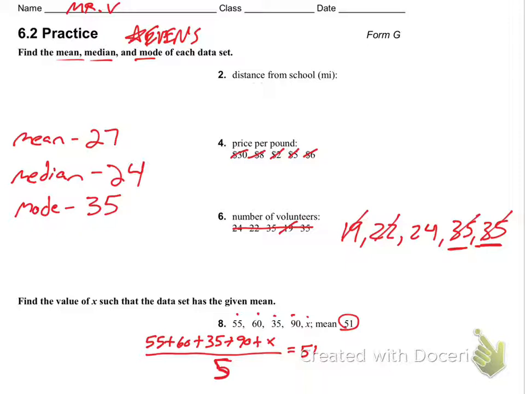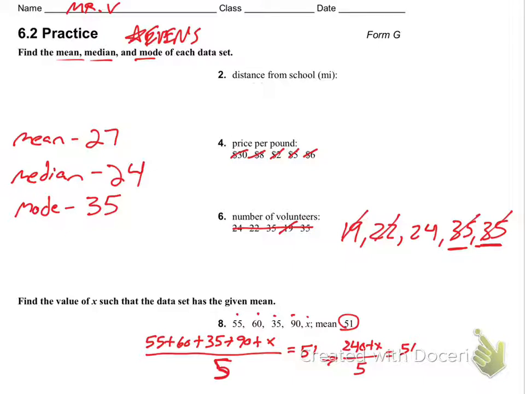So then we can simplify this by adding what we can. So I'm going to add 55, 60, 35, 90. So when I add 55 plus 60 plus 35 plus 90, I get 240. So my next step is 240 plus x over 5 is going to equal 51. So then from here I can just do algebra. So if I'm dividing on the left side by 5, I'm going to multiply each side by 5.